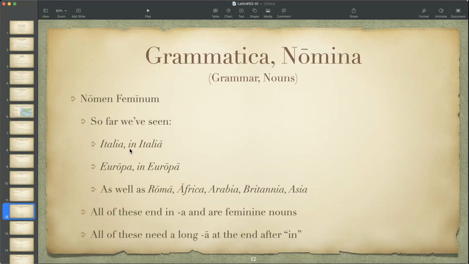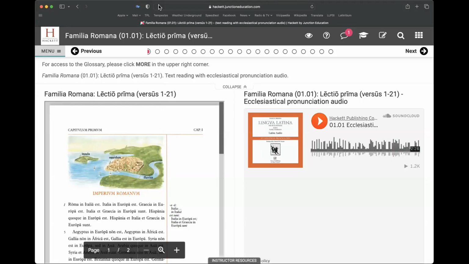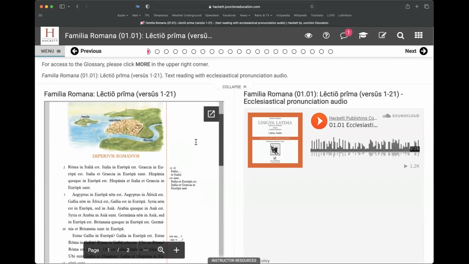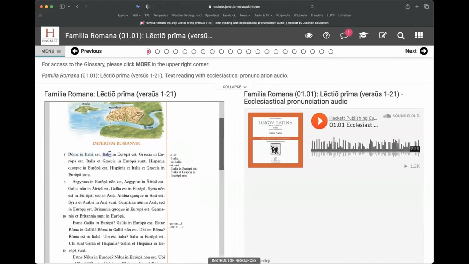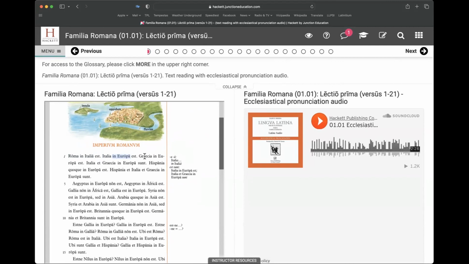We saw Italia and in Italia, Europa and in Europa, as well as Roma, Africa, Iberia, Britannia, and Asia. All of those end in A, and they are feminine nouns, every last one of them. All of those need the long A at the end of the word after in. And if you go back and look at the text, let's pop it back up. There we go. If we look at the text here, in Italia, Italia without it. In Europa, Europa has it. Grecia in Europa est. So in Europa has that long A.